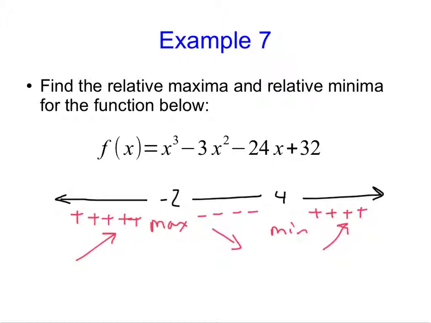Now I've done some calculations, and when you plug -2 into this function, you get a value of 60. So our maximum is going to be at (-2, 60), our relative maximum. And for our minimum, when we plug in 4 to our function, we get -48. Let's find out from the graph if we're correct.